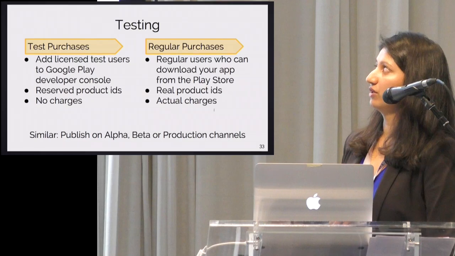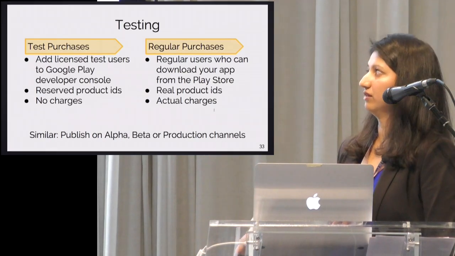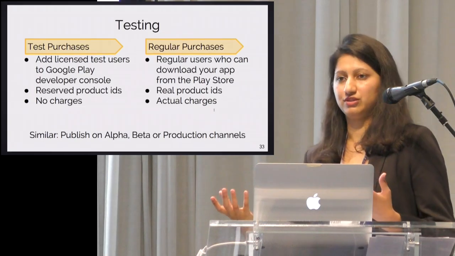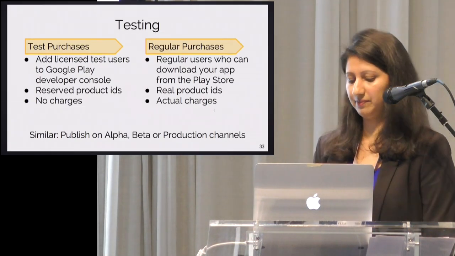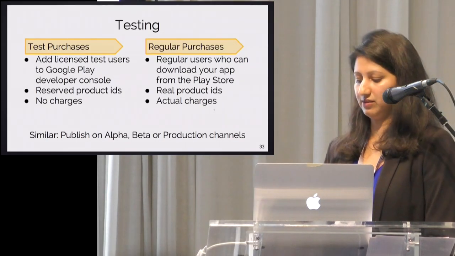On the other hand, you have regular purchases, where a user can just download your app from the Play Store, so you can put it up on alpha or beta channel, and then you use real product IDs, and you actually get charged for it, so you have to use a real credit card. So for both cases, you can publish on alpha, beta, or production channels.